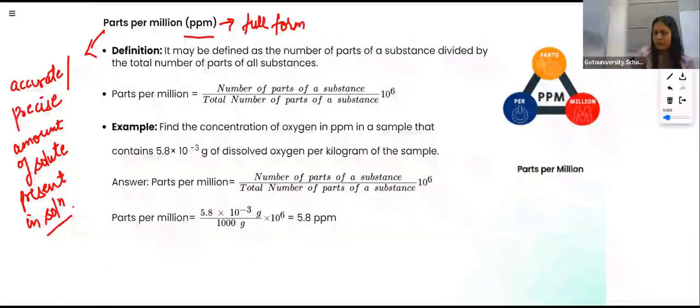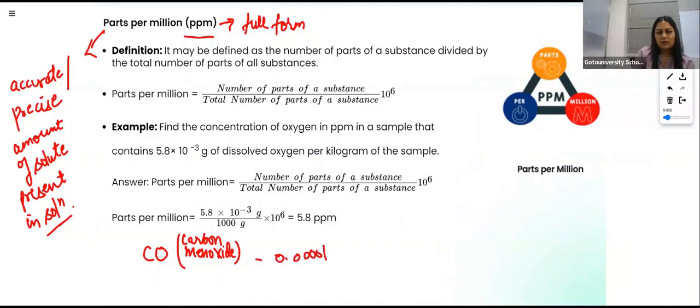Because there is one chemical named carbon monoxide. The minimal amount of carbon monoxide present in solution can cause death of a person, right? So that is why it is considered as the accurate method to make medicine, right?